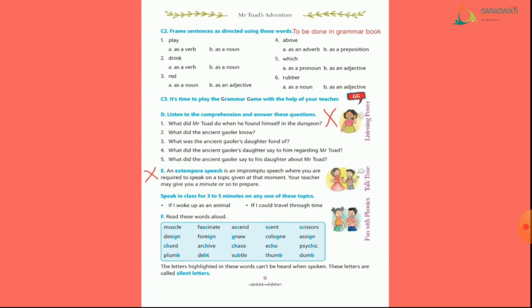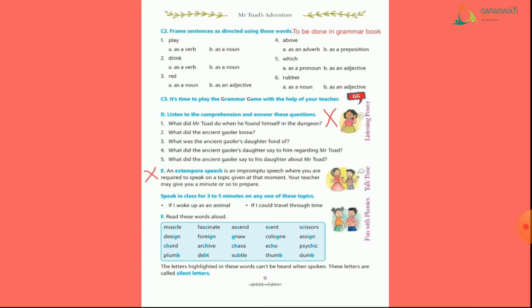Raghu plays the guitar and his sister plays hockey. Now here play is acting as a verb, as an action word, as an activity. Okay, so that is as a verb. So two sentences, one is made as a noun and the second one is made as a verb. Let us go to the second one.